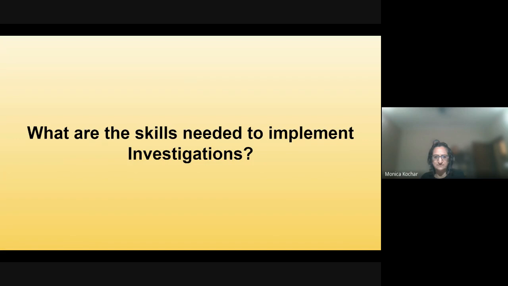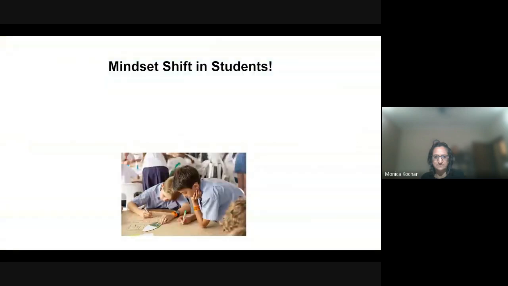So what are the skills which are needed to implement investigation? Kids think math is question, answer. A mindset shift is needed in students. Growth mindset, which is a buzzword in the world, that it's okay to be wrong. That I am wrong, that means I made an effort. When I made an effort, my brain increased. And the lady who brought this whole idea into math is Jo Boaler. I'll show you a snippet from her TED talk later.